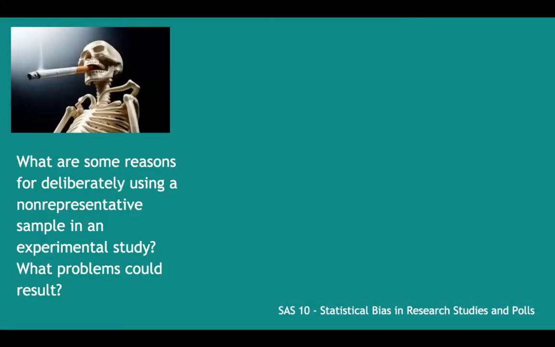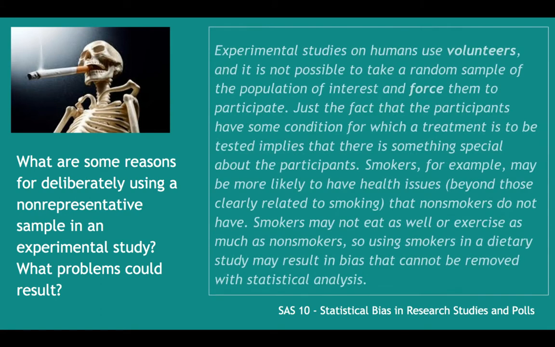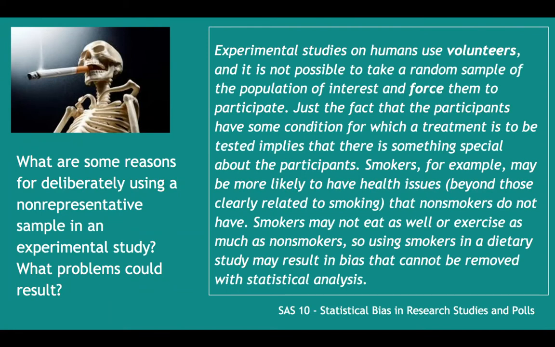So what are some reasons for deliberately using non-representative samples in experimental studies, and what problems could result? There's a big answer to this, but it makes a lot of sense. Studies on humans use volunteers. It's not possible to take a random sample of the population of interest and force them to participate. Just the fact that their participants have a condition for which a treatment is to be tested implies that there's something special about them. For example, smokers may be more likely to have health issues beyond those clearly related to smoking that non-smokers do not have. And they may not eat as well or exercise as much as non-smokers, so using smokers in a dietary study may result in a bias that cannot be removed without statistical analysis.